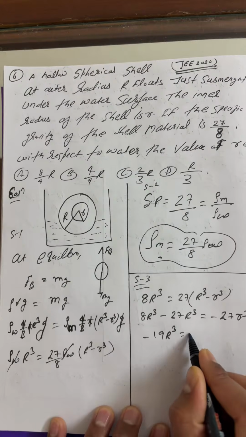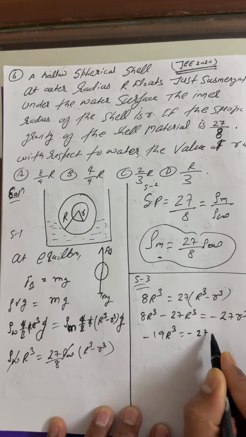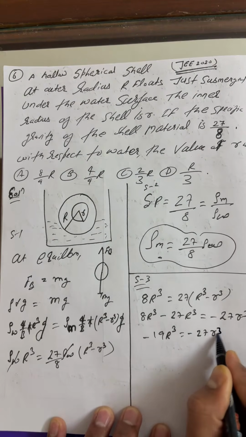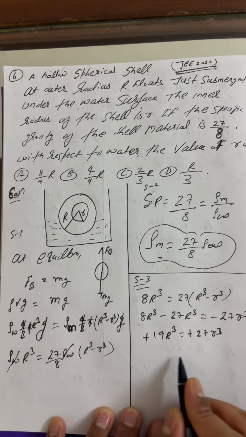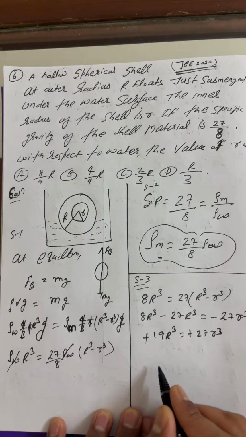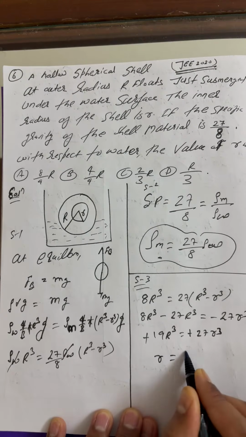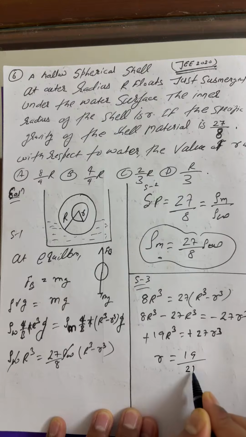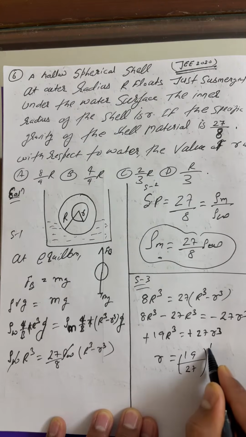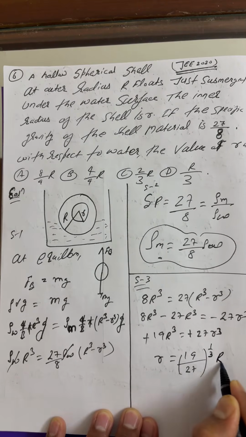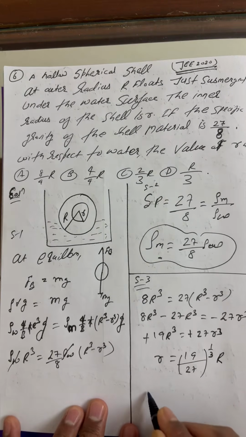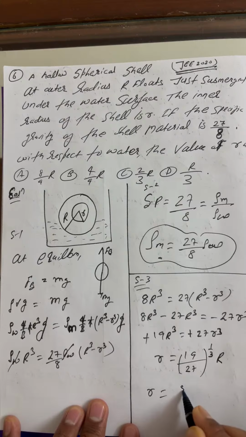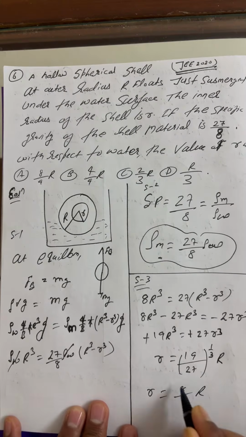19 R cube is equal to minus 27 r cube. God bless you for your reaction. Cancel. You can write this is what, r is equal to 19 by 27 to the power 1 by 3 into R. Just do the cube root. You will get r is 8 upon 9 times of R.